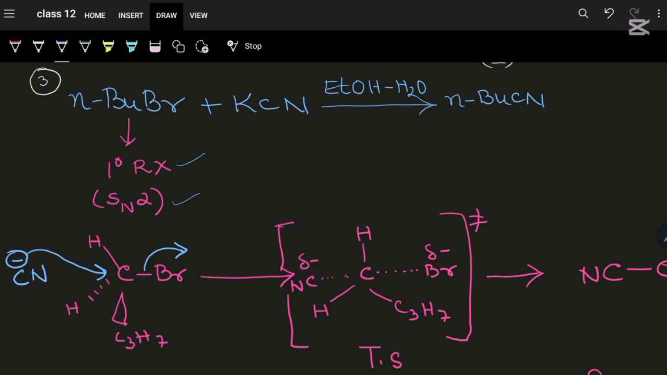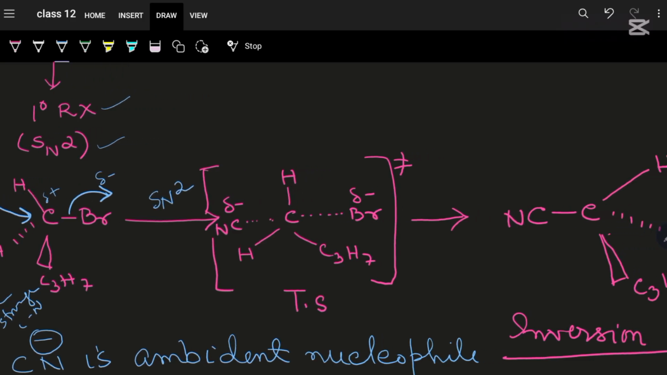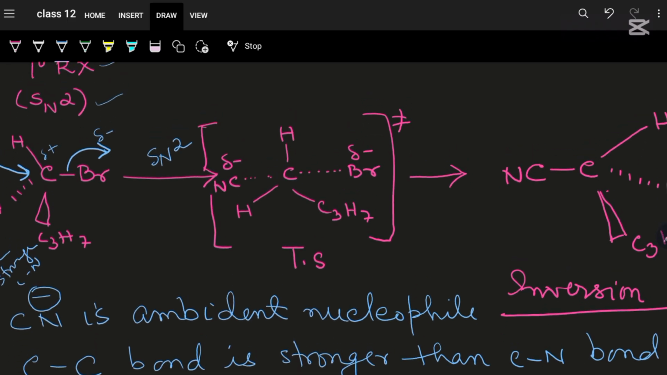Now, CN minus is generated, which is an ambident nucleophile. This is an ambident nucleophile, but the carbon-carbon bond is stronger than that of the carbon-nitrogen bond. These all information also we need. So CN minus is attacking the carbon which is delta positive and Br minus is leaving, and this takes place simultaneously in a single step and it's SN2, and so you get the transition state which cannot be isolated. It is very much higher in energy.